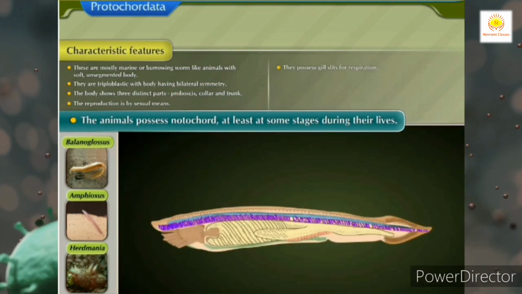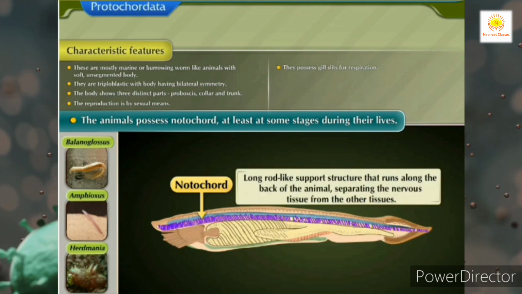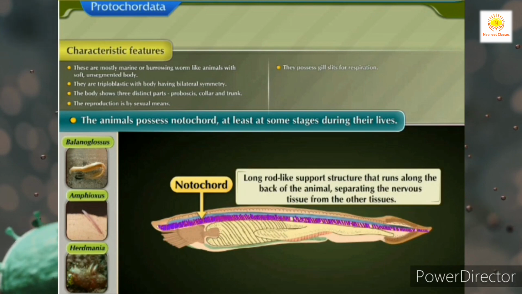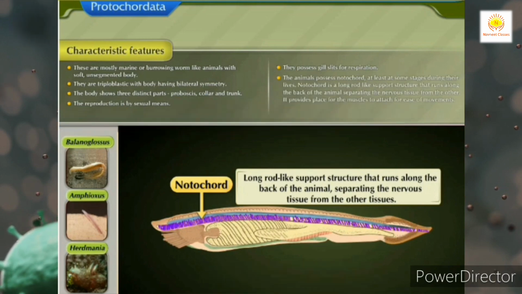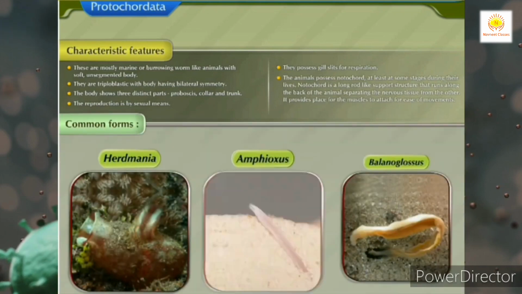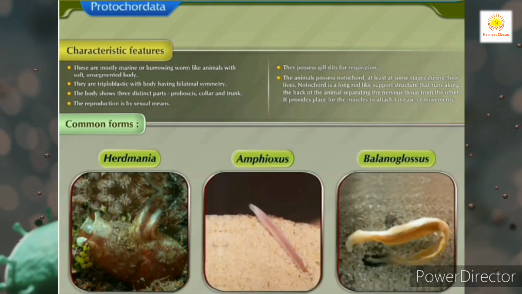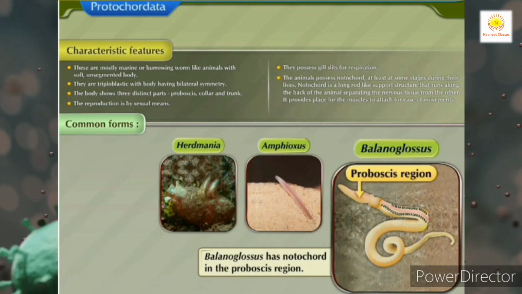The animals possess notochord, at least at some stages during their lives. Notochord is a long, rod-like support structure that runs along the back of the animal, separating the nervous tissue from the gut. It provides a place for the muscles to attach for ease of movements. The common forms are Herdmania, Amphioxus and Balanoglossus. Balanoglossus has notochord in the proboscis region.